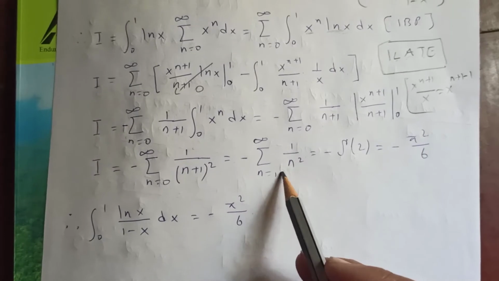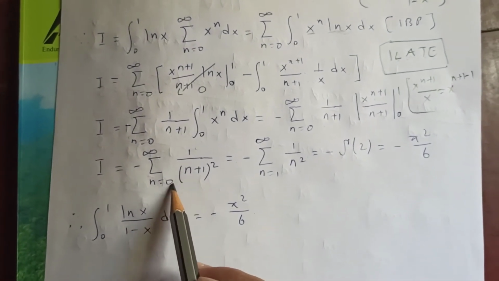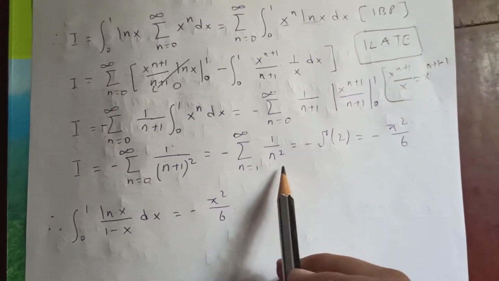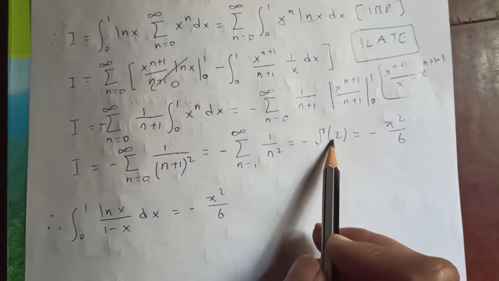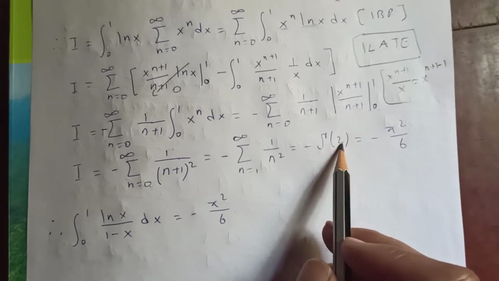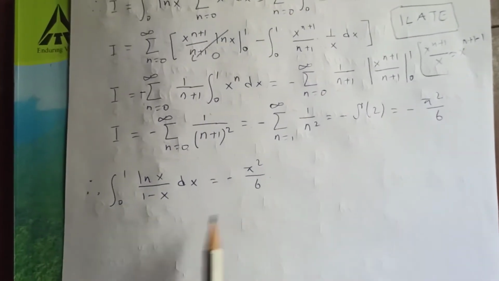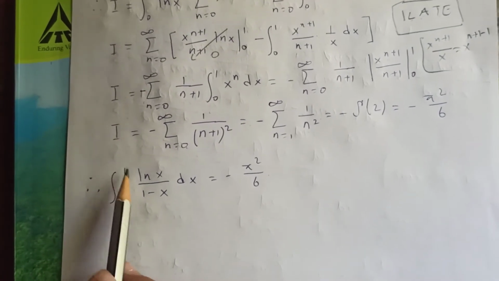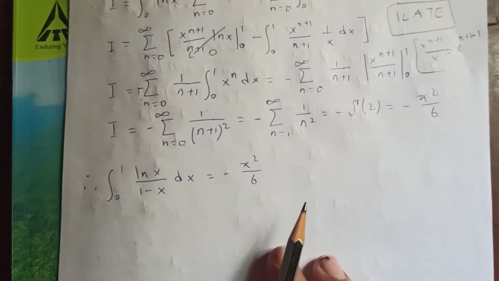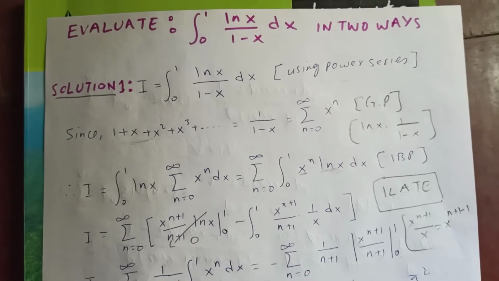These sums start from 1, 2, 3 and so on. If you substitute n equal to 0 here, then you start from 1, 2, 3, 4. And this is nothing but minus zeta of 2, the Riemann zeta of 2. We have calculated this, so this is minus pi square over 6. Therefore our integral from 0 to 1 of ln x over 1 minus x dx is minus pi square over 6. So here is the proof, that is our solution 1.